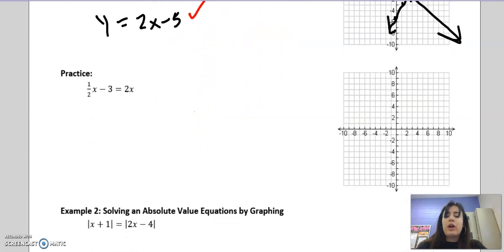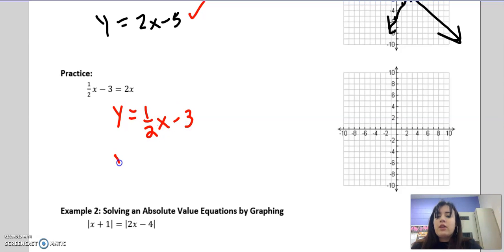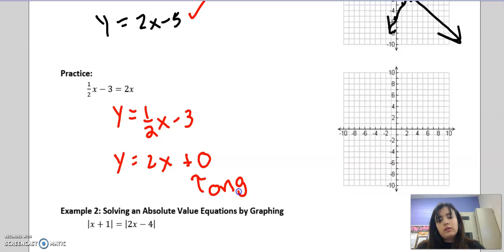Okay, so for practice, you're going to plug these in. You're going to rewrite these as y equals 1/2 x minus 3 and y equals 2x. Let's not forget, if there's no plus or minus number, it's just plus 0. So you're going to start this second one at the origin, which is right here. Okay, so you guys go ahead and practice that one.